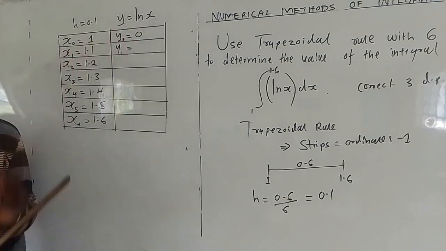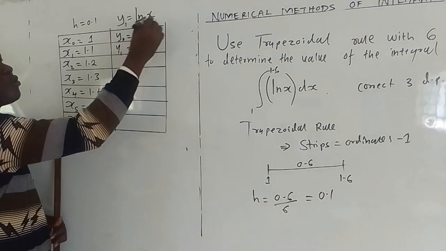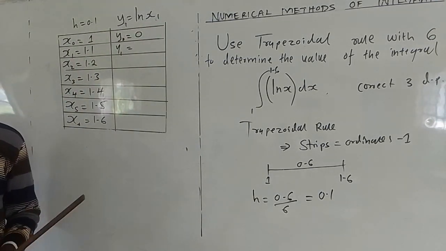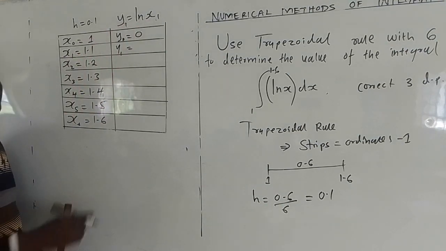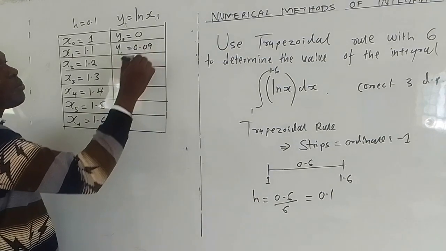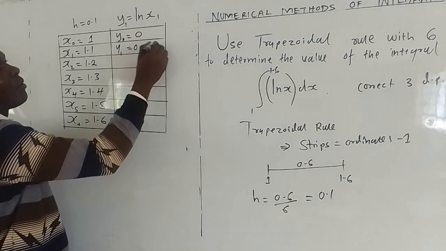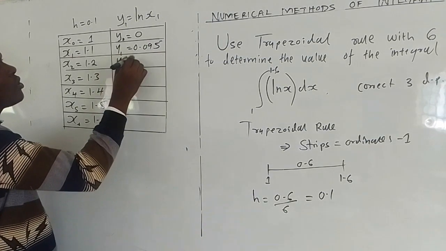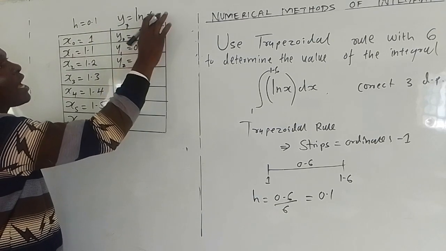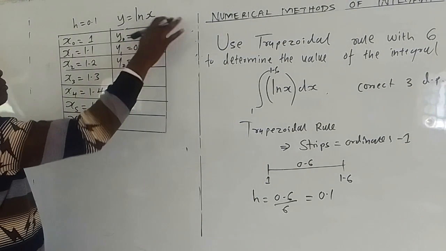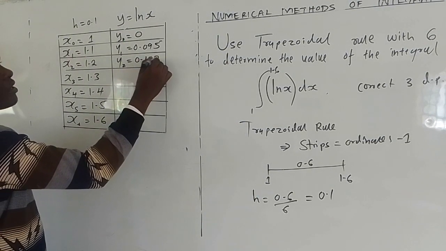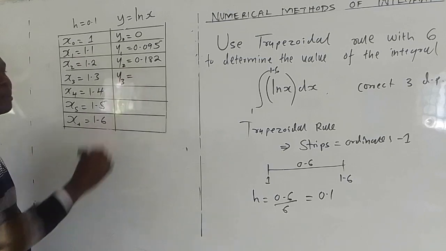I have moved to y1 with x1. y1 will be ln of x1. When you put 1 in y, you put 1 in x. So y1 is ln of x1, isn't it? So ln of 1.1, 0.095. And y2, if you put 2 here, you put 2 there. So y2 is ln of x2. So ln of 1.2, 0.18.